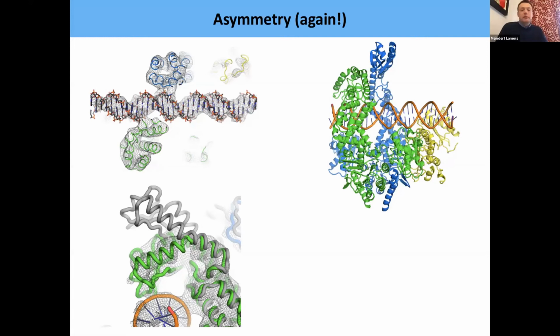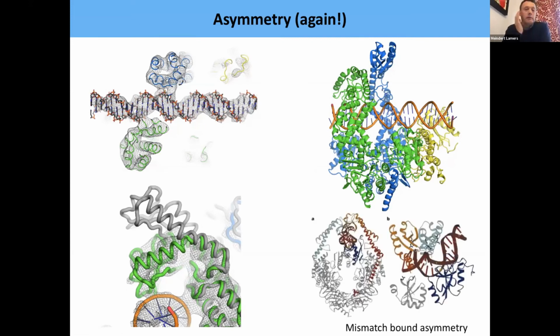This is not because we used a short DNA, because the actual length of the DNA is much longer than we could see in the cryo-EM map. This is simply because the MutS dimer is positioned asymmetrically onto the DNA. We also find that one of the MutS monomers, the one in green, is wrapped itself around the DNA to enhance the DNA interaction surface and get a better grip on the DNA.